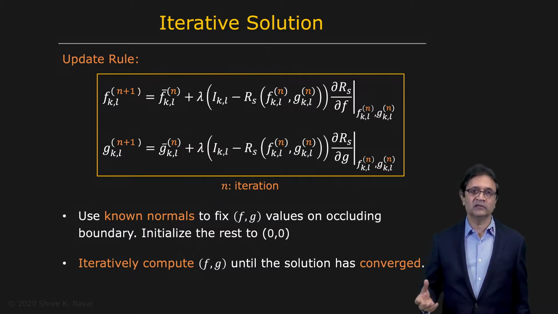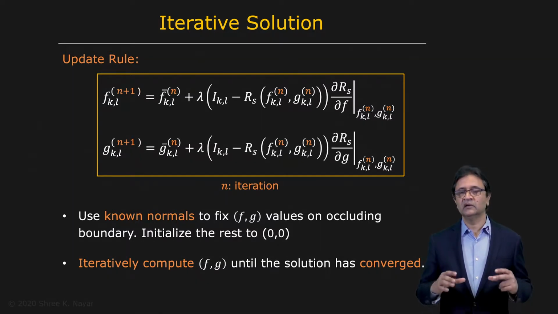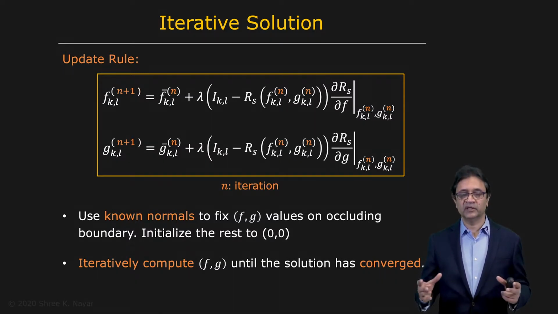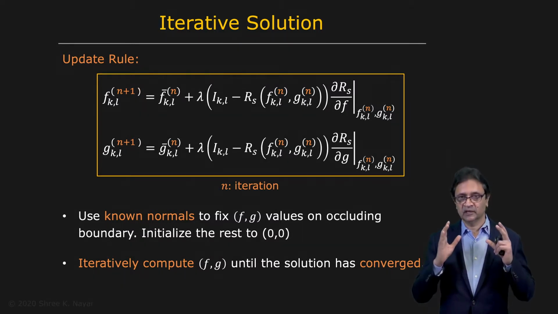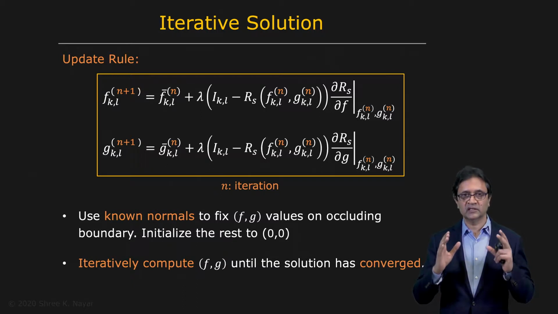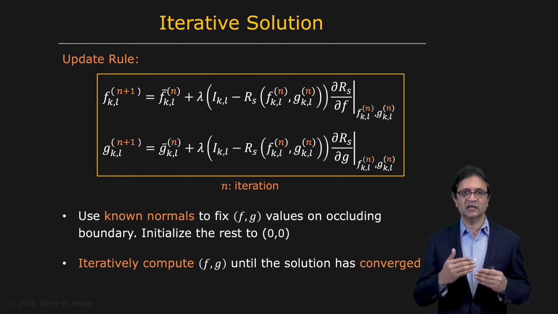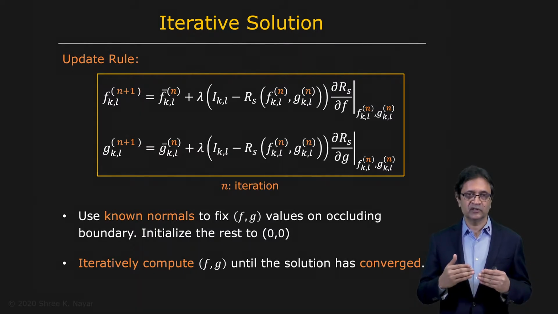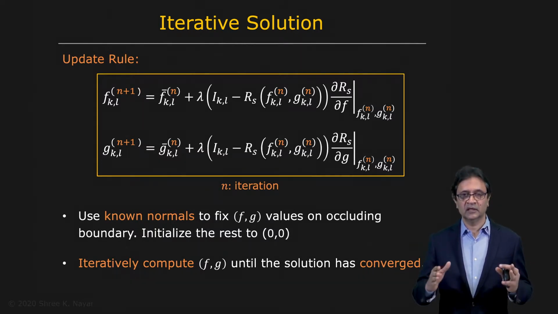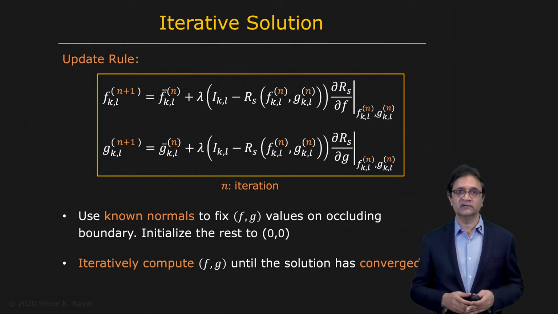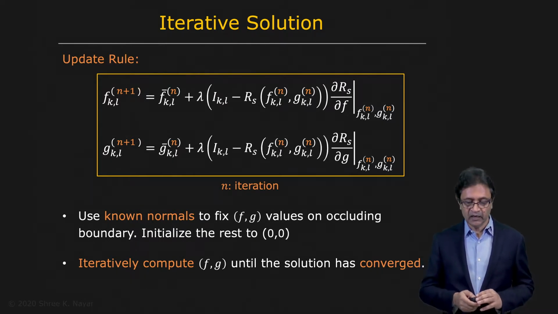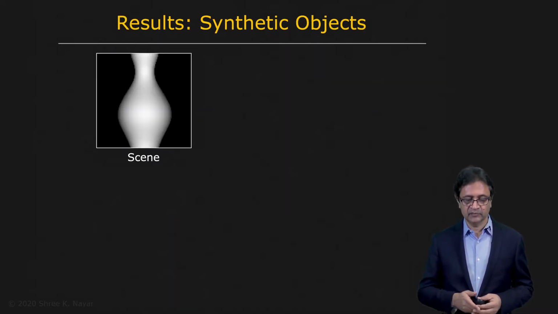What do we mean by convergence here? It's when the fg values at all pixels cease to change. They all arrive at a solution and stay there. So if the difference between the fg values in consecutive iterations is very small at all pixels, then basically you can assume that you have converged. So now let's take a look at a few examples.